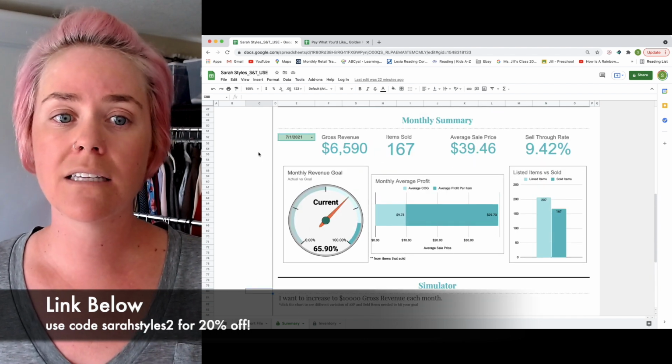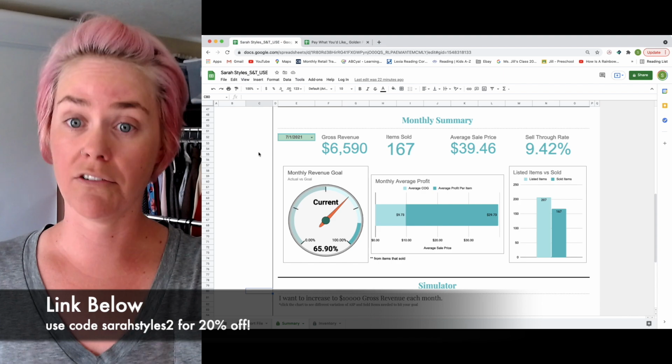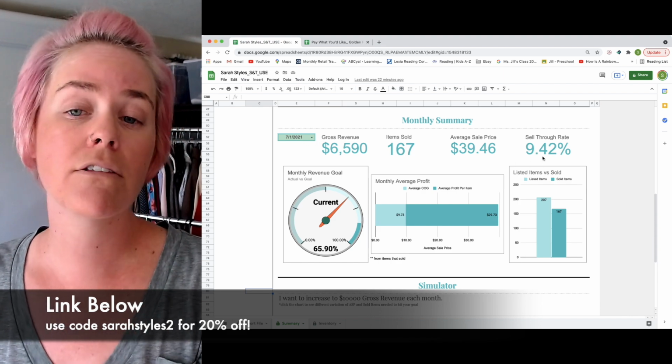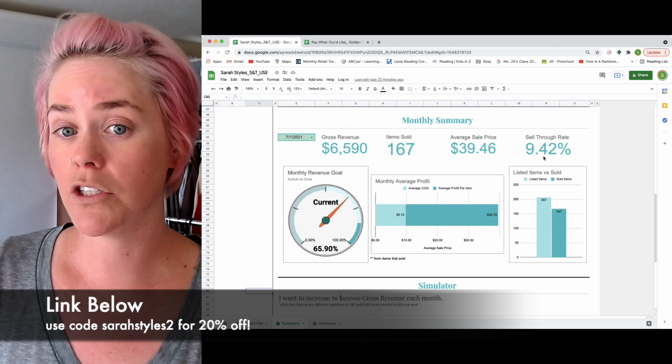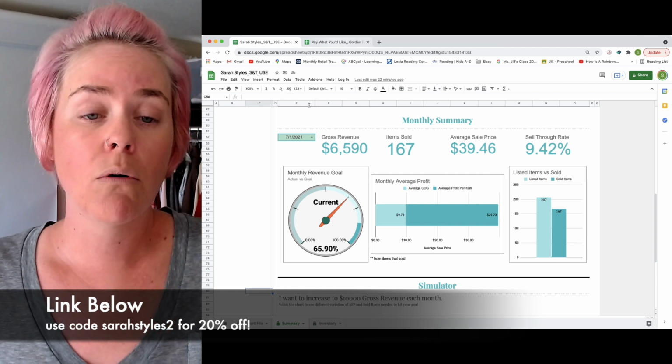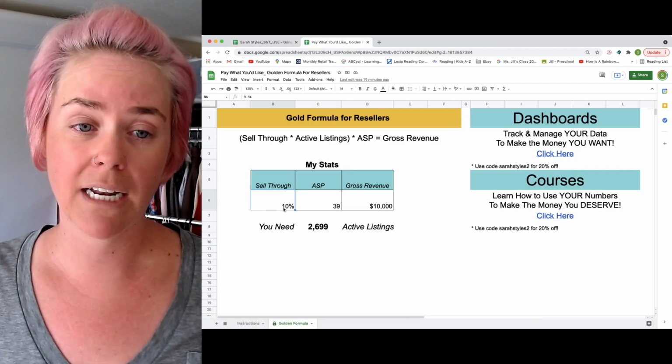If you have access to this, you have access to these numbers already. My sell-through rate, so we're looking at July of 2021, my sell-through rate for last month was 9.42. My average sale price for last month was $39. So I come over here quickly and I just rounded up to 10%.